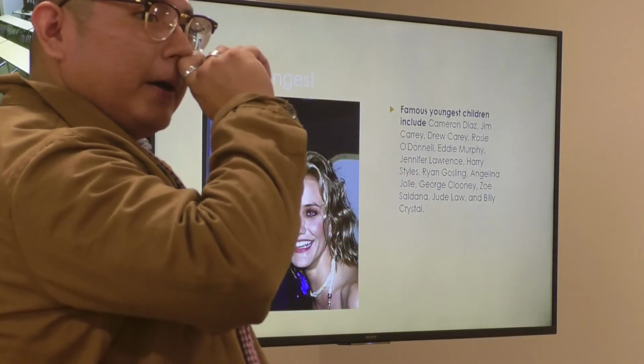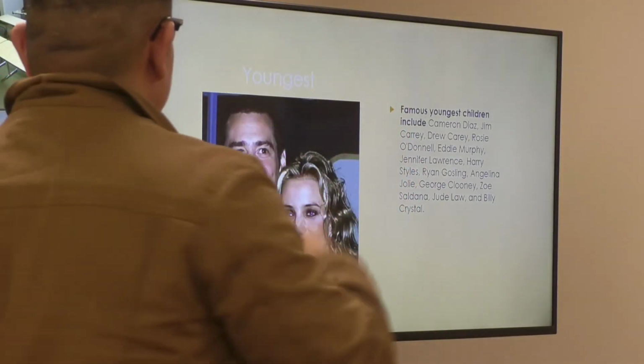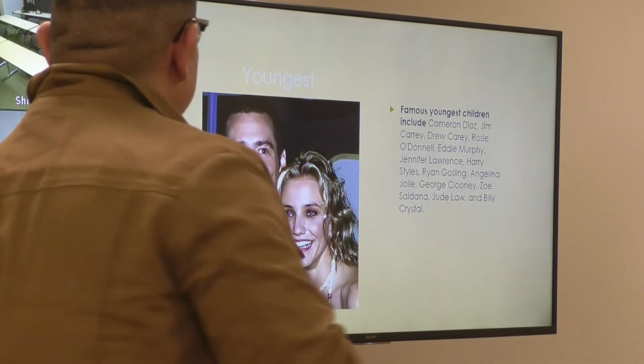If you are part of, what was the movie? She's all blue. No, she's all green. The Avengers. Jude Law and Billy Crystal.